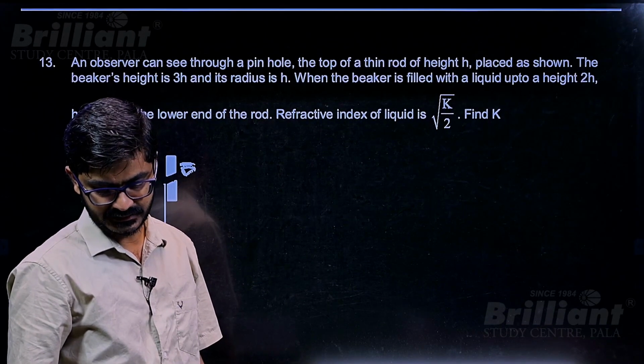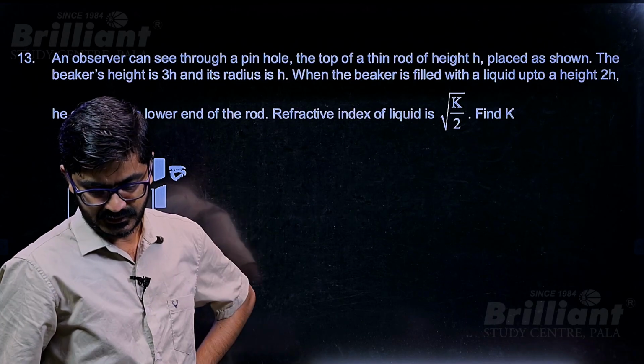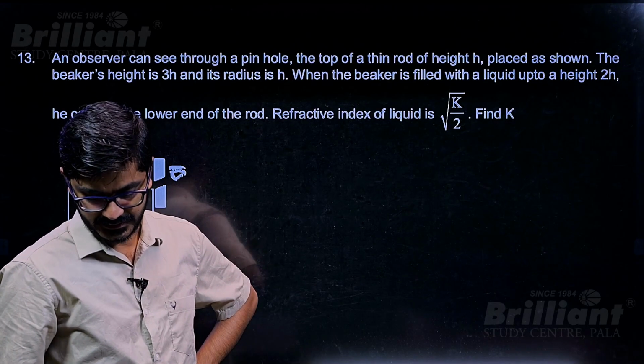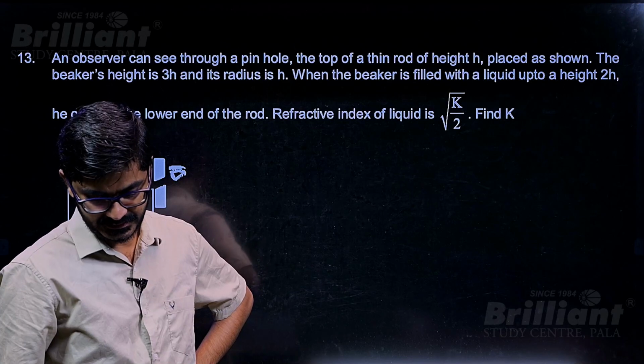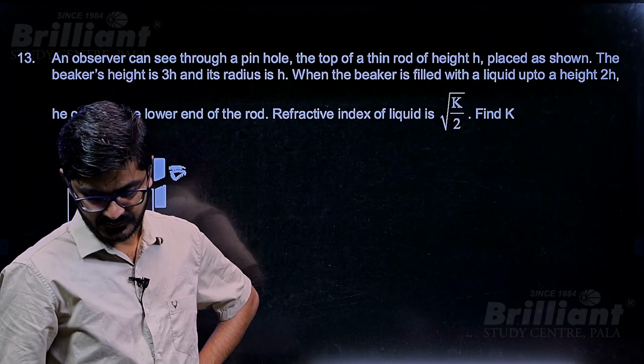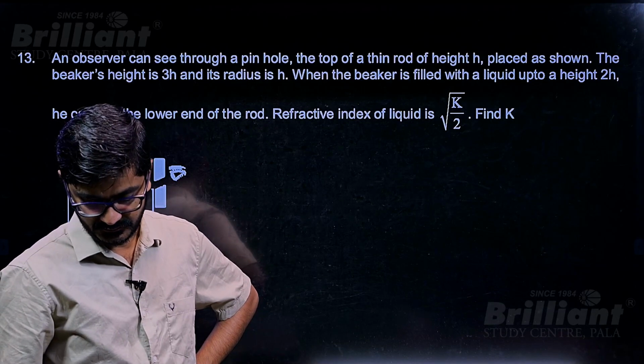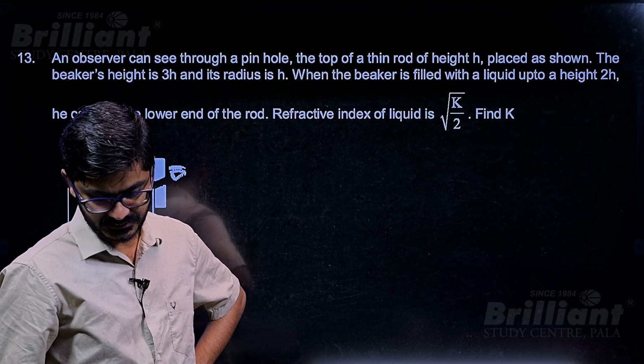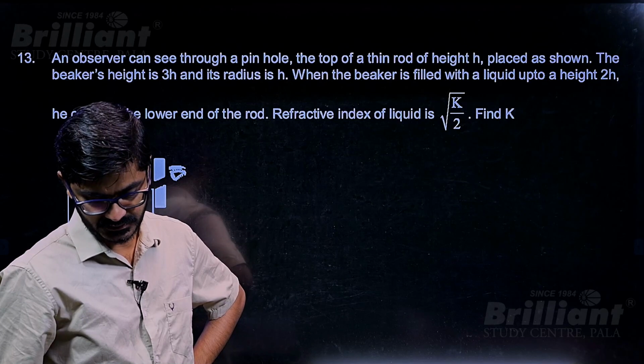An observer can see through the pinhole the top of a thin rod of height h, placed as shown. The beaker's height is 3h and its radius is h. When the beaker is filled with the liquid up to height 2h, he can see the lower end of the rod. Refractive index of the liquid is?